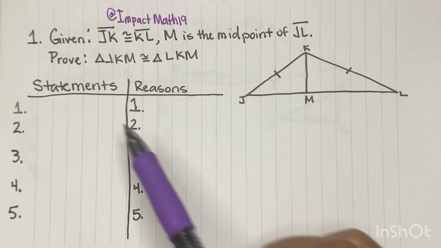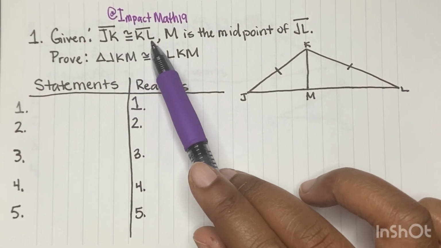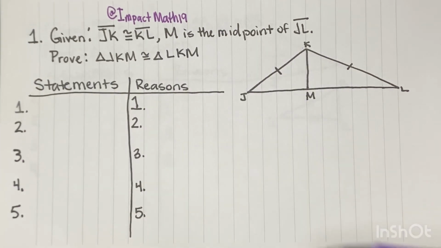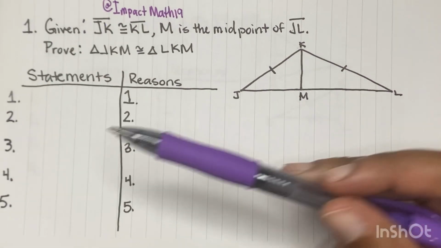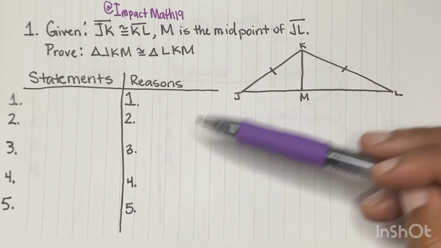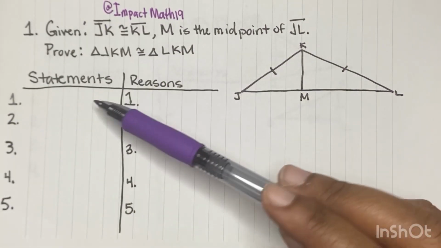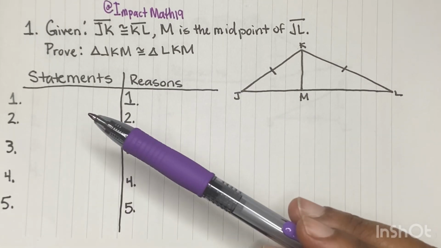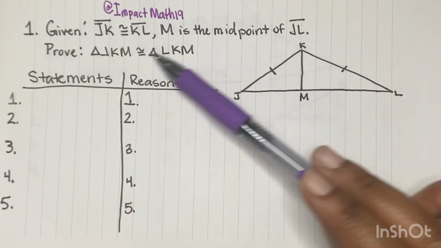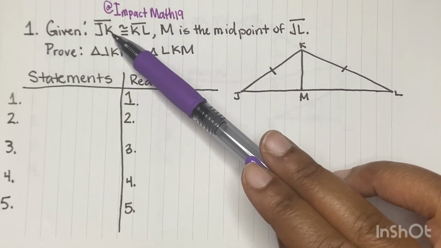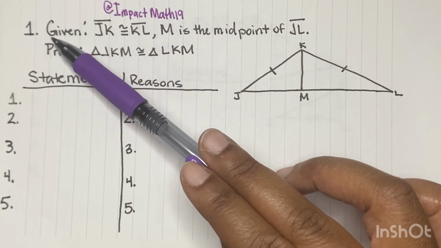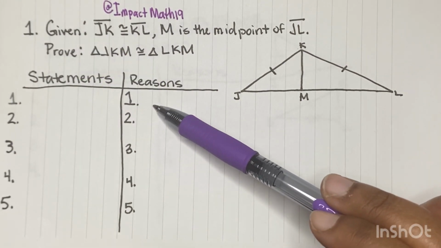So we have given JK is congruent to KL. M is the midpoint of JL. And the proof. Okay, so I always tell my students, you might not know this middle stuff, but you for sure should know the beginning and the very last statement. Why? Because it's given to you all right here. So we're going to start with our first given. Now the given is the reason.